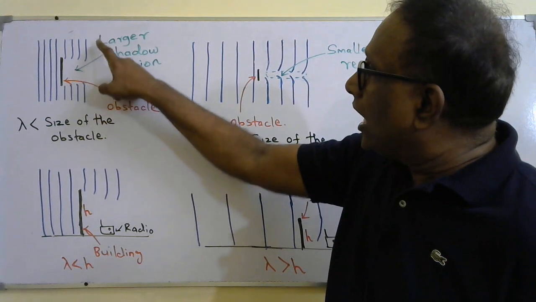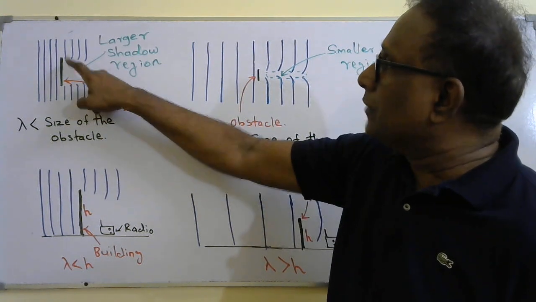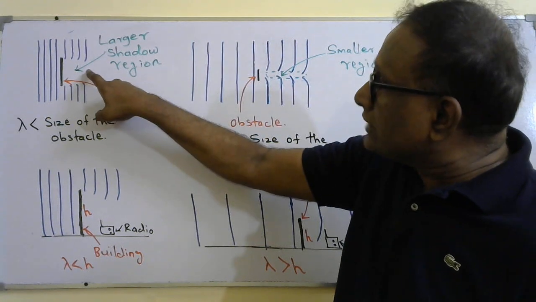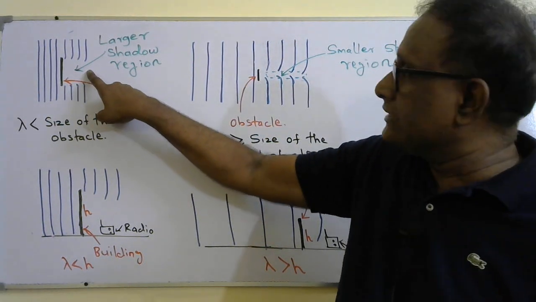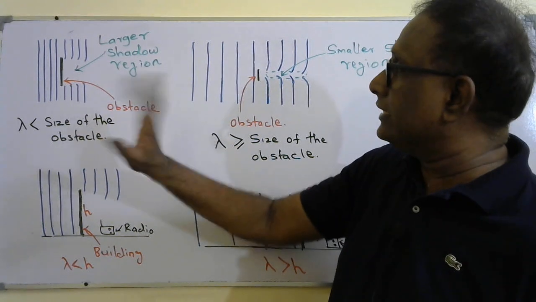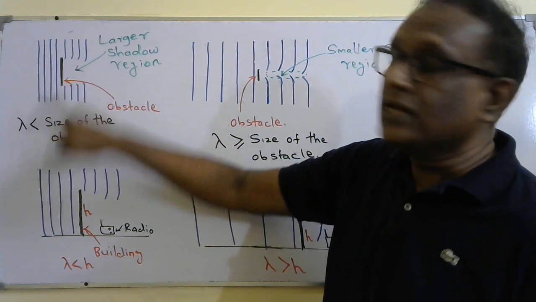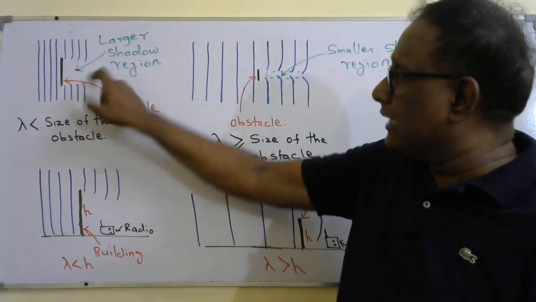There will be a larger shadow region. So the amount of diffraction will be less. Remember the shape of the diagram. There will be a much larger shadow region. A larger shadow region means the region where there is no wave, that is the shadow. So that will be larger.